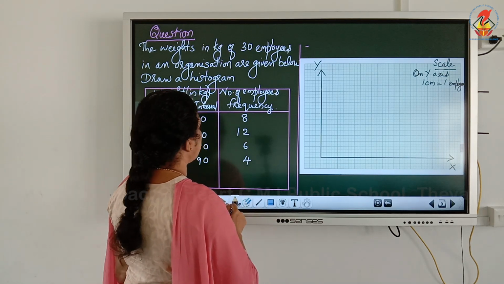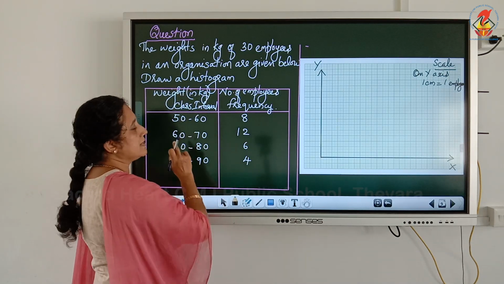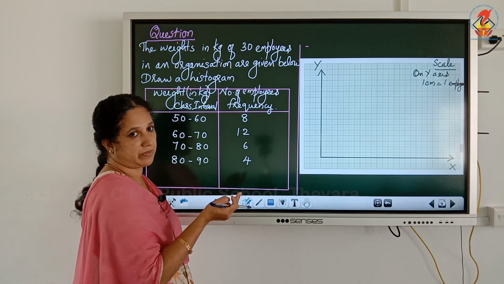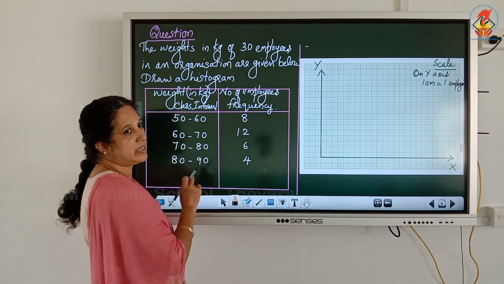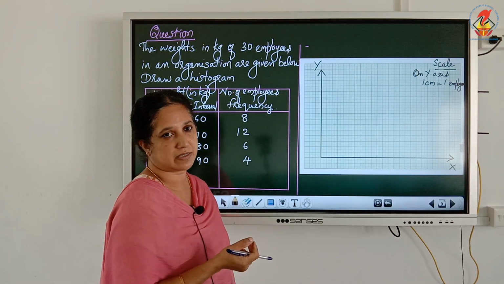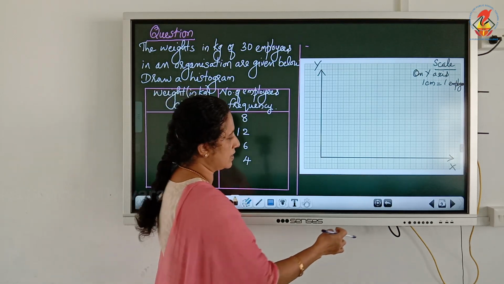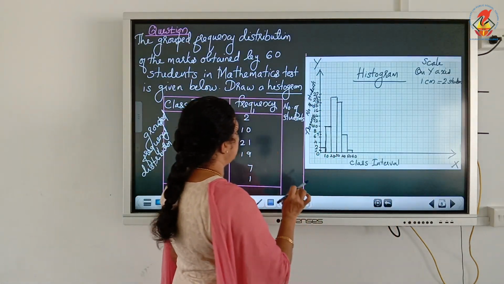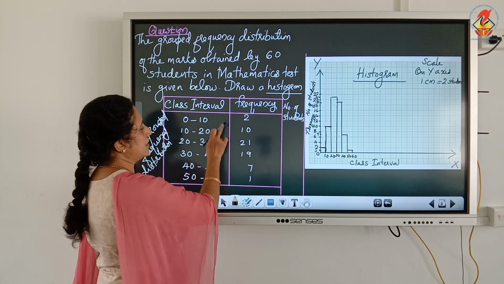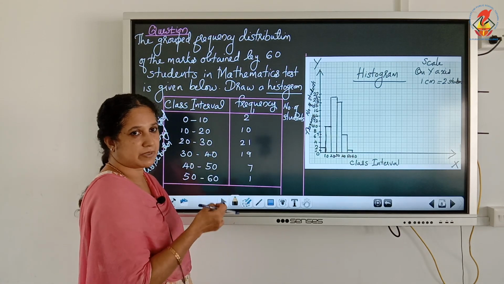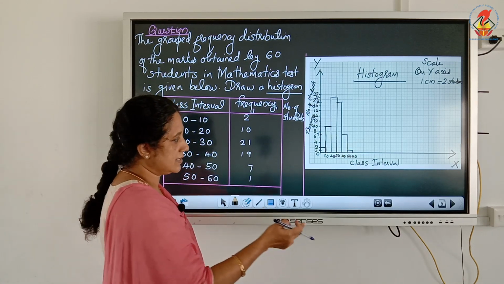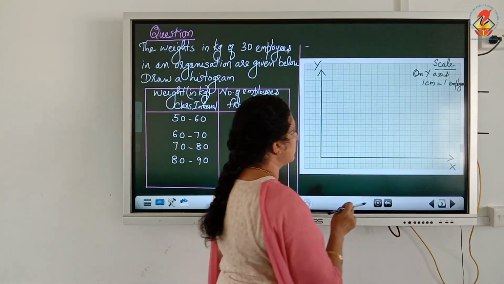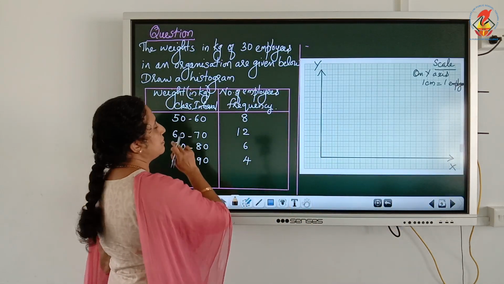Now here look at the class intervals. The class intervals start from 50 onwards, 50 to 60. It is not from 0 onwards. In the previous question you can see that the class intervals started from 0 to 10, from 0 onwards. But in the next question it does not start from 0, it starts from 50 onwards.